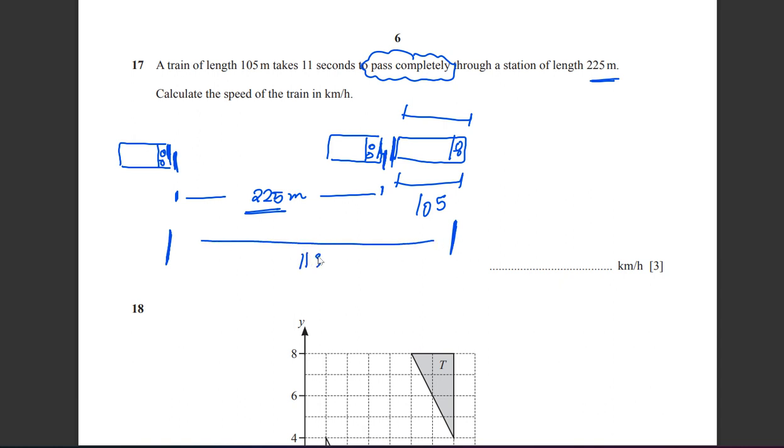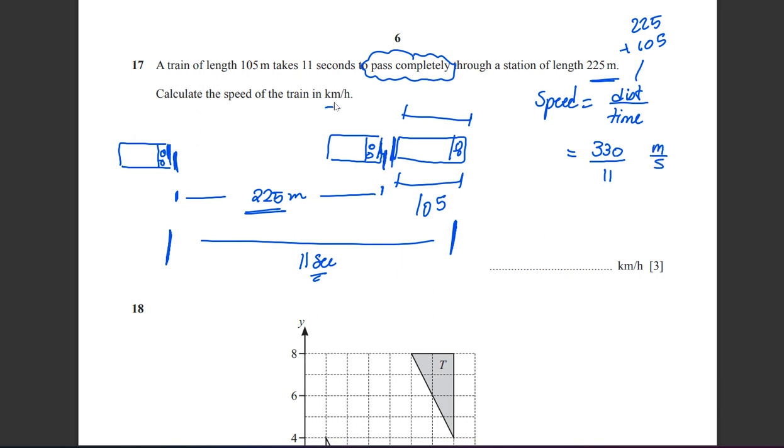So the speed equals distance over time. The distance equals what? The sum of them. Yes, correct. So the distance here will be 225 plus 105, which is 330, over 11 seconds. This is meter per second. But as you see in the question, he needed kilometer per hour.